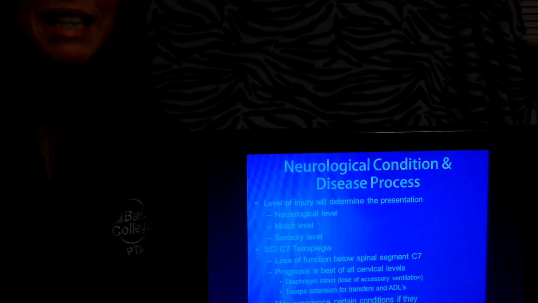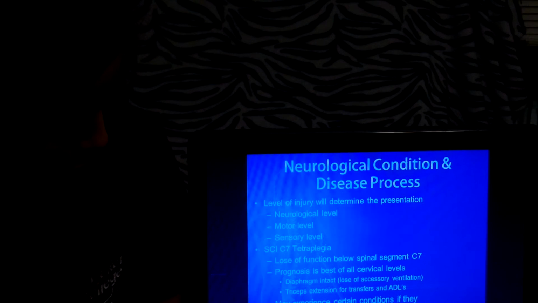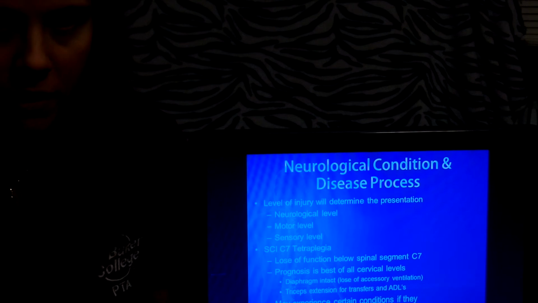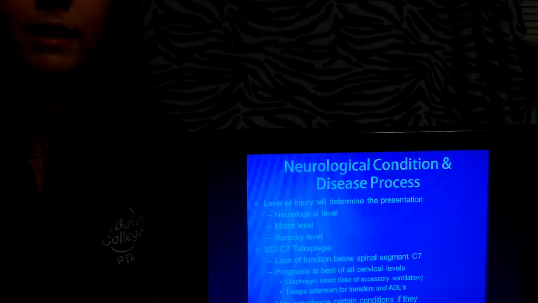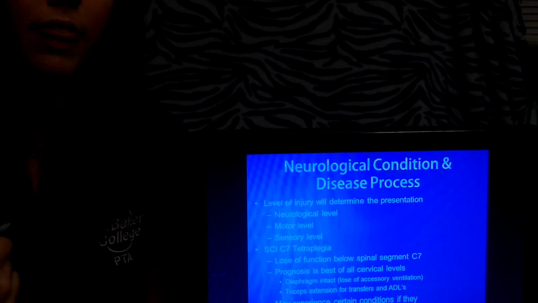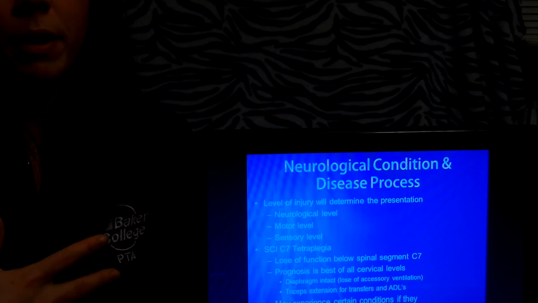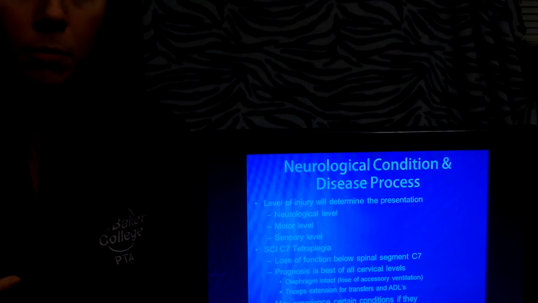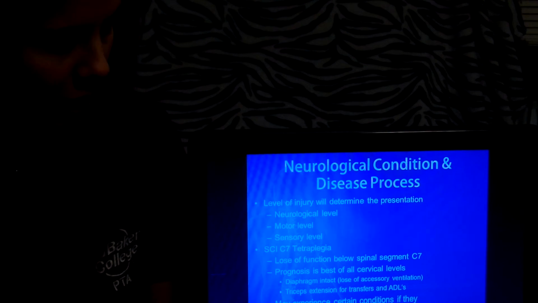So spinal cord C7 will present as a tetraplegia. You lose function below the spinal segment of C7, obviously. You do have an intact diaphragm, so that's really good with spinal cord injuries because she'll be able to breathe. However, she has lost some innervation of accessory muscles, so she will have an impaired cough, and we'll talk about that when we get to the rehabilitation stage.